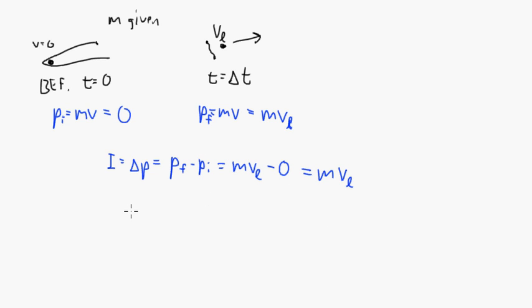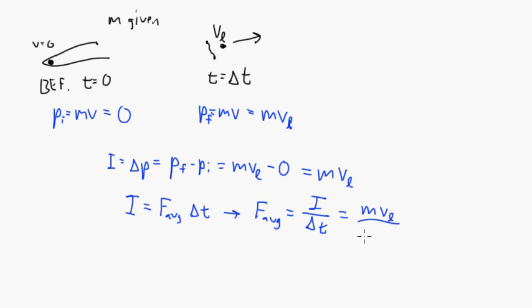So now, what's our other definition for impulse? We want to find the average force on this thing over this time delta t. So impulse is average force times the time over which this force is applied. So we want to find the average force. Let's take f average, and divide everything by delta t. So this is impulse over delta t. And the impulse we found up here is m v sub l. So this is going to be m v sub l over delta t.